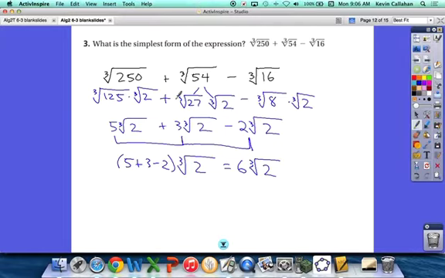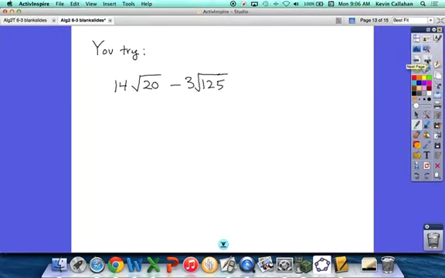Good. You good, Brianna? Jaden? So try to do the same thing with that. It's the last slide. Look up those radicals on the sheet.